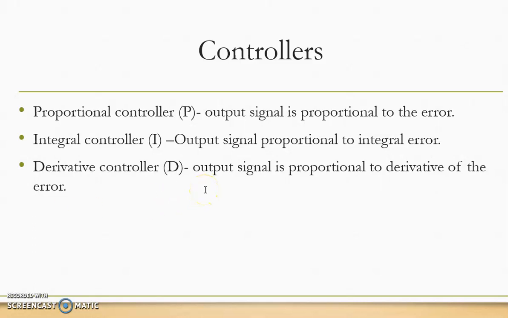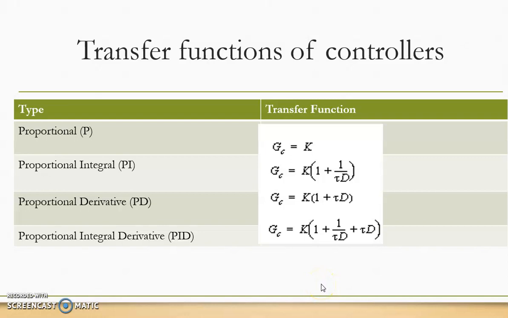Next is the controller. There are different controllers: proportional controller, integral controller and derivative controller. So we will try to learn these controllers. For a proportional controller, the output signal is proportional to the error. For integral, the output signal is proportional to the integral of the error. And for derivative, the output signal is proportional to the derivative of the error. The transfer functions of these controllers are very important to understand. Proportional control will have Gc equal to K. Proportional integral: Gc equals K (1 plus 1 over tau i S). Proportional derivative: Gc equals K (1 plus tau d S). Proportional integral derivative will have K (1 plus 1 over tau i S plus tau d S).